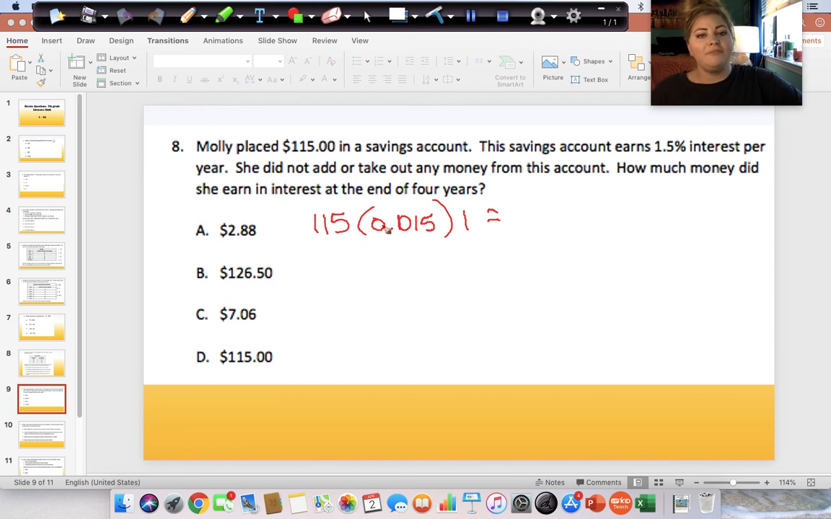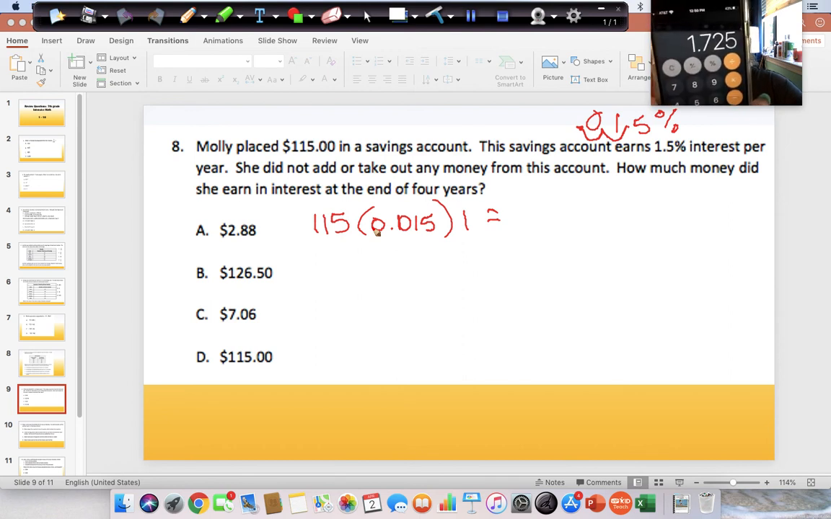Remember, the reason why I have 0.015 is because in order to multiply this together, you need to turn that percent into a decimal. And how we turn a percent into a decimal is we move our decimal 2 places to the left. Okay, and annex a 0 in that missing spot. So when we multiply these all together, you can use a calculator to do this problem. We are going to multiply 115 times 15 thousandths times 1. And you should get 1.725, or 1 and 725 thousandths.